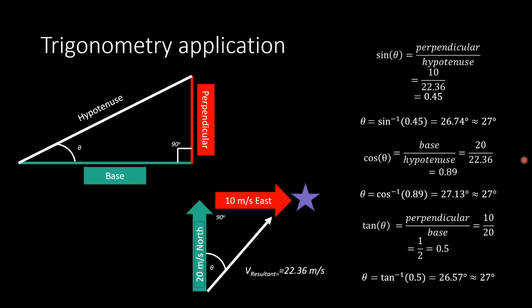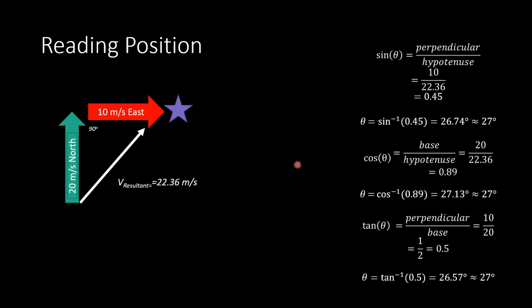So what does this all mean though? Right, so reading position, what we've come up with so far is that this is the journey that the driver took. This is our resultant velocity, and after all these calculations, what we end up with is that theta is almost 27 degrees. So the driver drove at about 22.36 meters per second, 27 degrees northeast. Right, that's one way to do it.